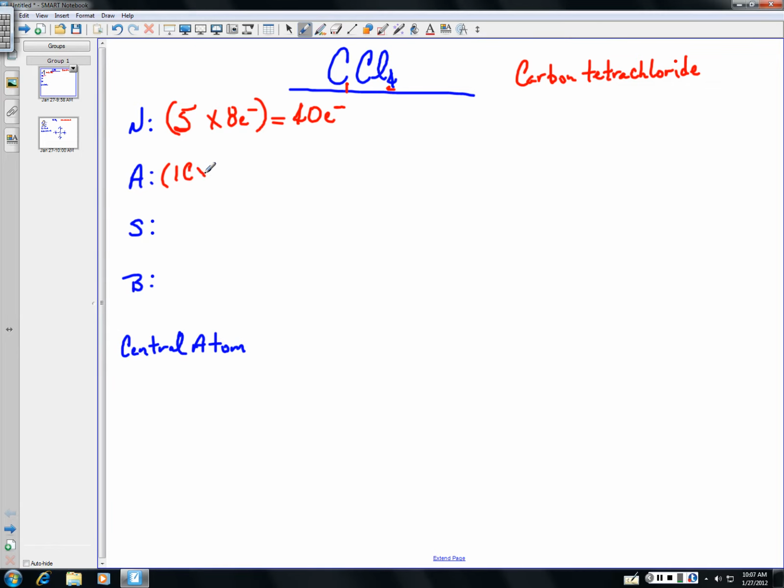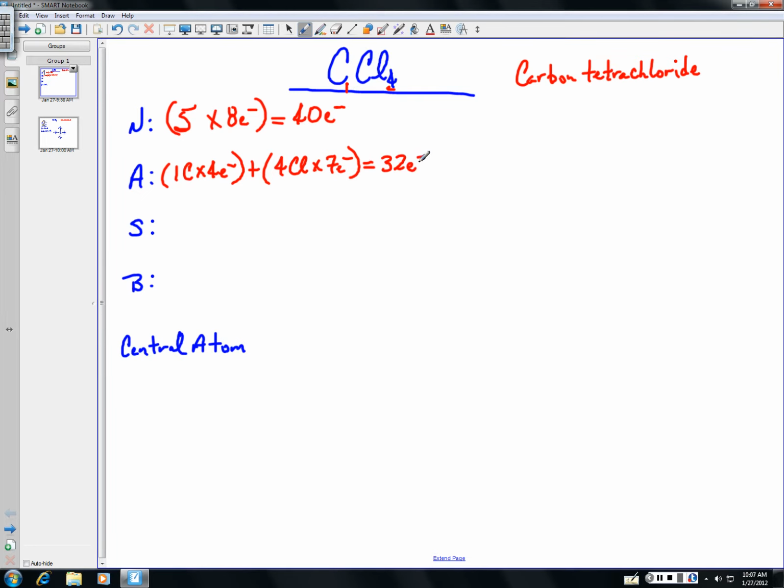1 carbon, sitting in group 4, so it's bringing 4 electrons. And to that, we're going to add the 4 chlorines. The chlorines are in group 7, so they're bringing 7 valence electrons. All right, let's do the math there. 4 times 7 is 28, and 4 more is 32, so we have 32 electrons available.